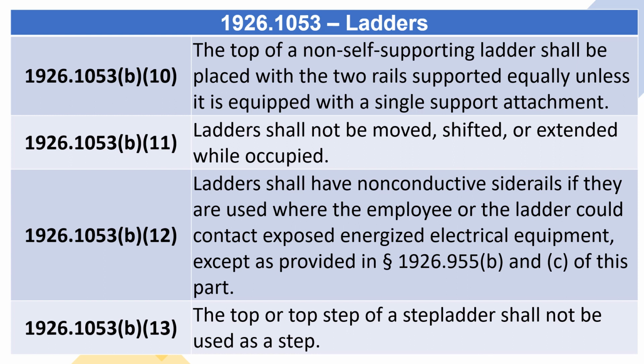1926.1053(b)(12). Ladders shall have non-conductive side rails if they are used where the employee or the ladder could contact exposed energized electrical equipment, except as provided in section 1926.955(b) and (c) of this part. 1926.1053(b)(13). The top or top step of a stepladder shall not be used as a step.